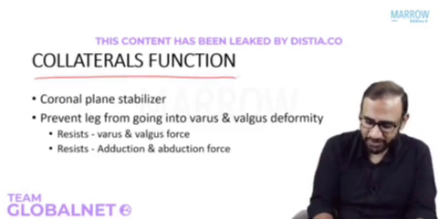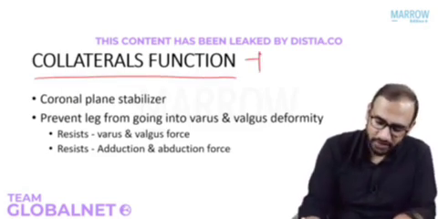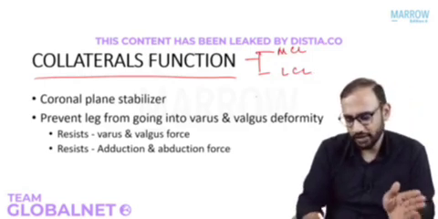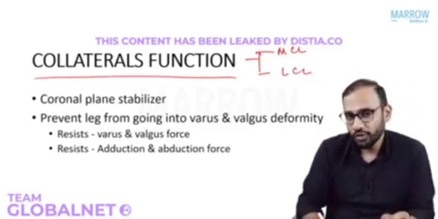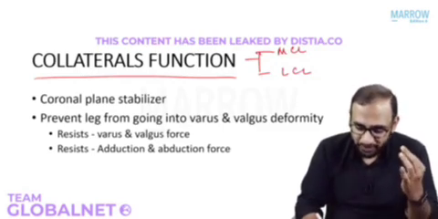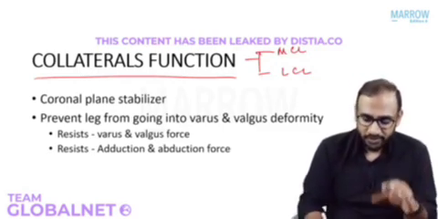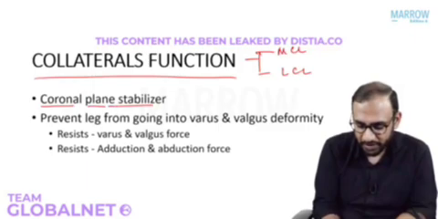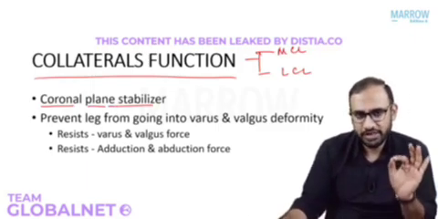So let's start with collaterals. There are 2 collaterals, MCL and LCL, right? Medial collateral ligament and lateral collateral ligament. What do we already know about it? We know their attachments. We know that they are extracapsular structures. Now, what is their function? Why did God give you them? They are coronal plane stabilizers. Very important. Coronal plane stabilizers.